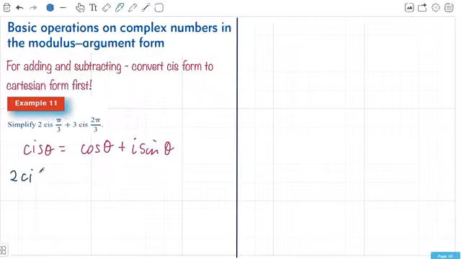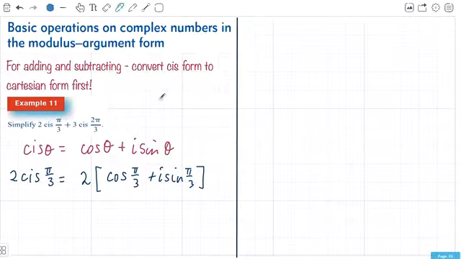So 2 cis of pi on 3 equals 2, and I'm going to do a big bracket there, cos of the angle plus i sine of the angle, which is pi on 3. So what you need to do here is use your standard triangles and remember that you've got this happening, pi on 3 and pi on 6. And you've got here 2 cos of pi on 3.